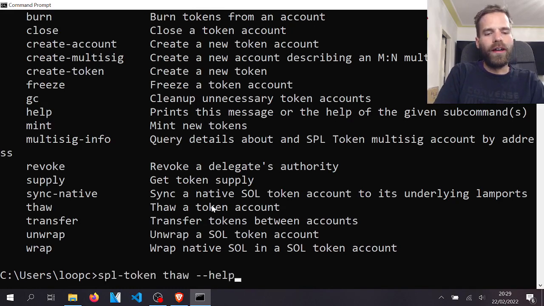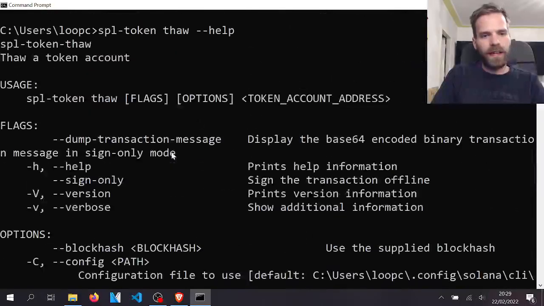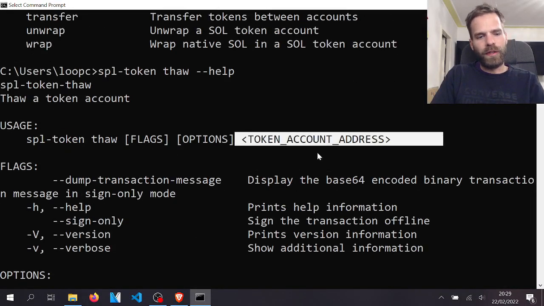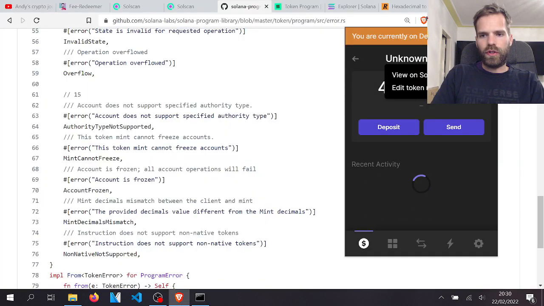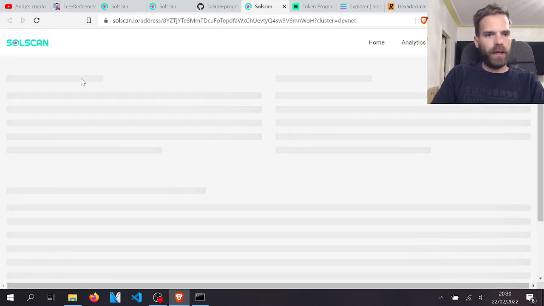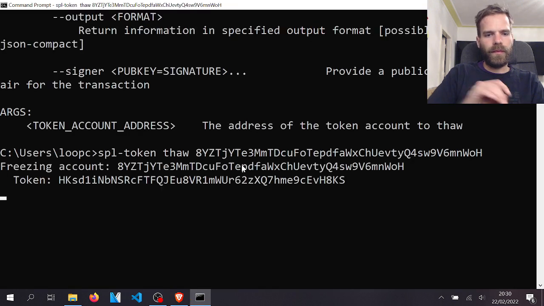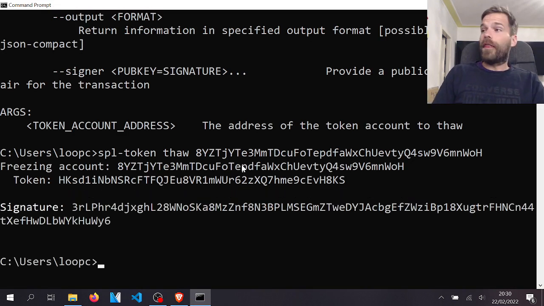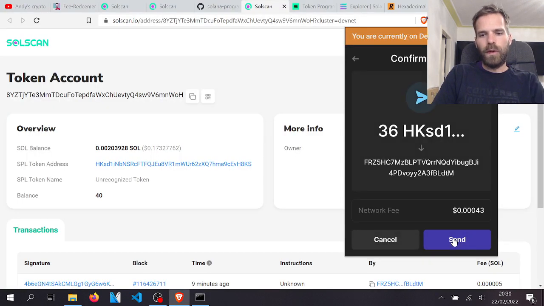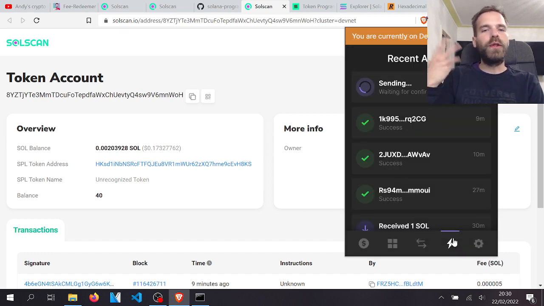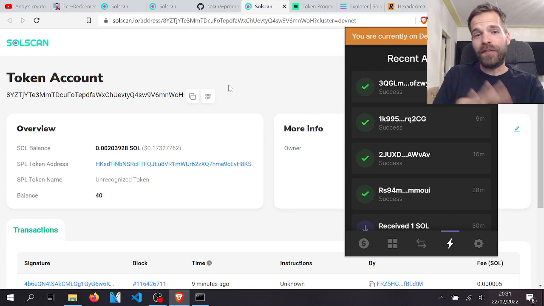So thaw. And that probably works the exact same way. We say thaw and then the token account. Oh, wow. Okay, so thaw, and then the token account that we froze, which was this one, the 8YZ. Cool, that worked. I can now send those tokens again. Boom, send it, and now it will not cause any troubles. Nice. And that's how we freeze and unfreeze accounts.